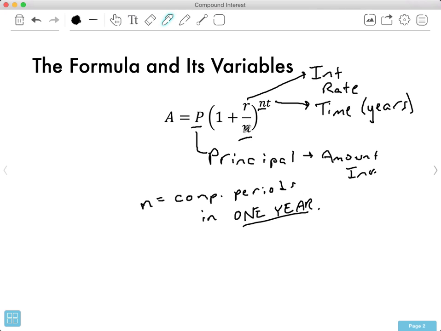If they say annually, n is 1. That means it's done once a year. Semi-annually would be 2. Monthly would be 12. You do it 12 times a year. Quarterly, if you see that, would be 4 times a year. 4 quarters in a year, 3 months each. And then daily, your n would be 365 because you're going to do it once a day for the whole year. So let's put that all together and try an example.